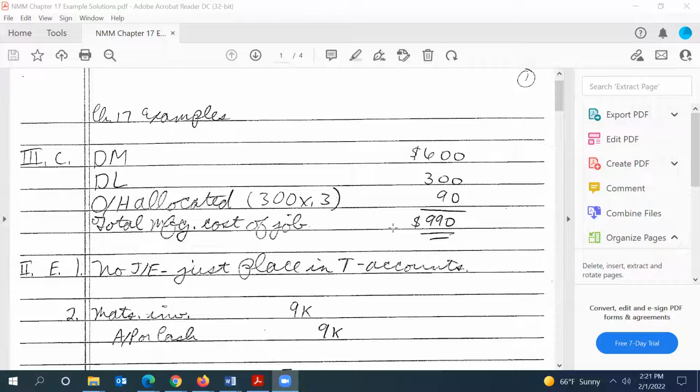Any questions on that? It's easy. By the way, I didn't intend for this to mean something, but the number 990 actually does.